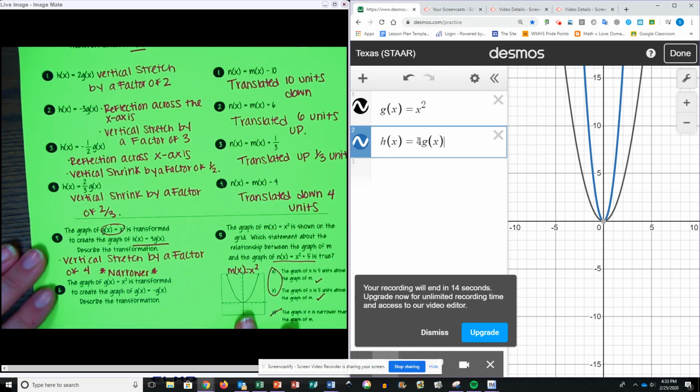All right, the next one, the graph of g of x equals x squared, which is the parent function, is transformed to create the graph of g of x equals negative g of x. So I think that's supposed to probably say h of x.